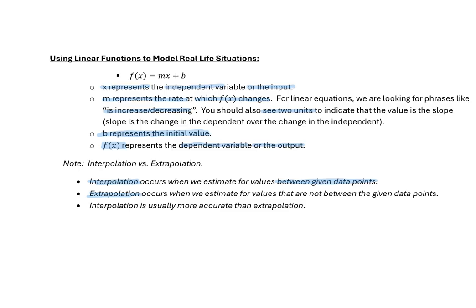Extrapolation occurs when we estimate for values that are not between the given data points. So for instance, again, if we're looking from 2010 to 2020, and I ask you to estimate for 2025, that is considered extrapolation. It's outside of my range. And the main thing that we want to see is that interpolation is usually more accurate than extrapolation. A lot of these application problems, they'll only work for a certain amount of time before we have to adjust our formula, which we're not going to do in this class.